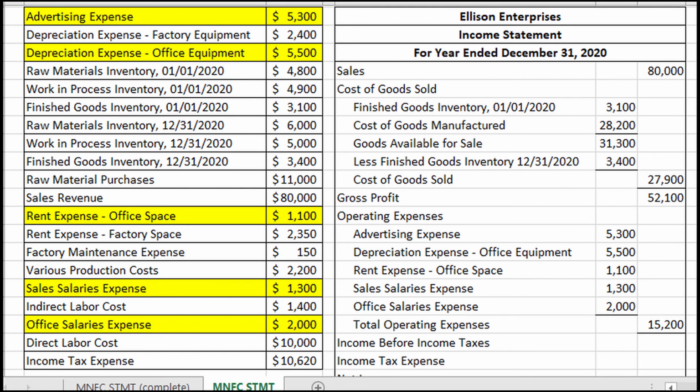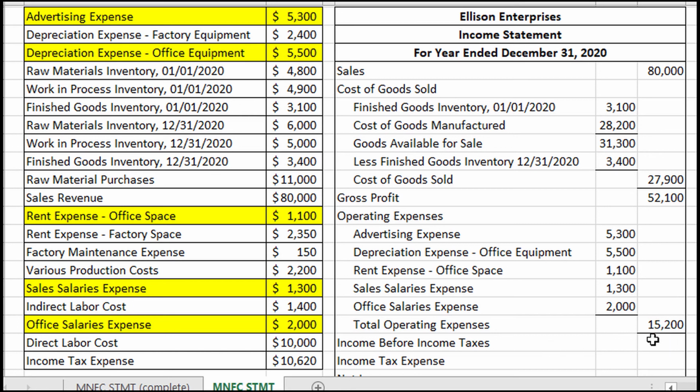Alright, we are back with the operating expenses, which include advertising expense, depreciation expense on the office equipment, rent expense on the office space, sales salaries expense, and office salaries expense, which are all also highlighted over here on the left. And when we total all those up, we get $15,200 for the total operating expenses.